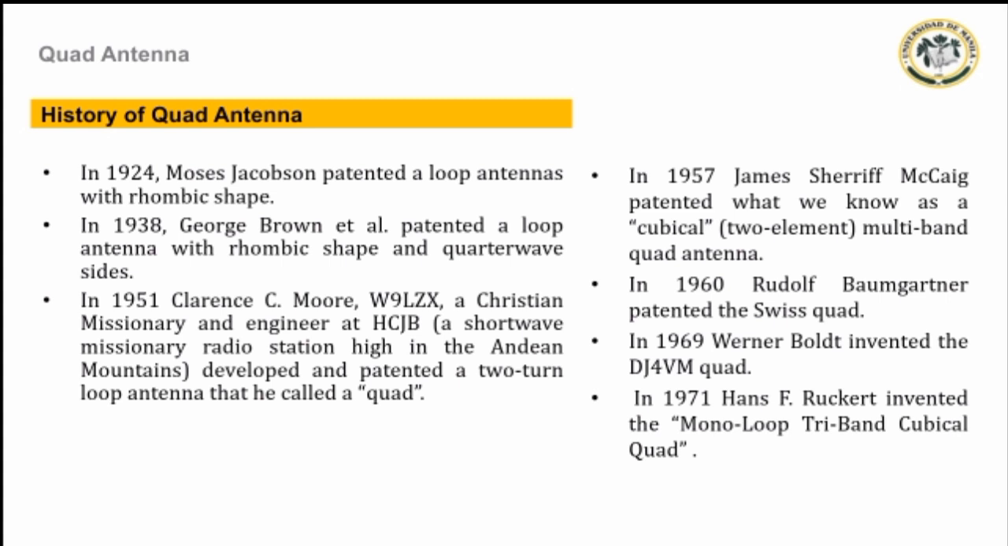In 1924, Moses Jacobson patented a loop antenna with rhombic shape. A rhombic antenna is made of 4 sections of wire suspended parallel to the ground in a diamond or rhombus shape. Each of the 4 sides is the same length, about a quarter wavelength to 1 wavelength per section, converging but not touching at an angle of about 42 degrees at the fed end and at the far end.